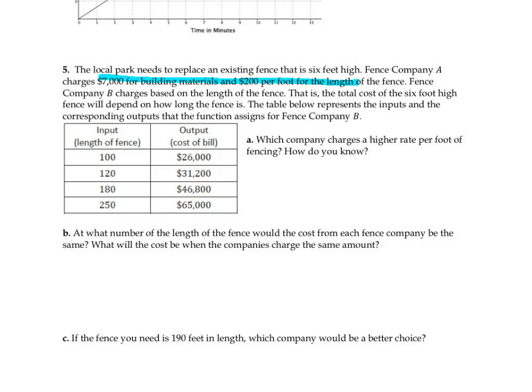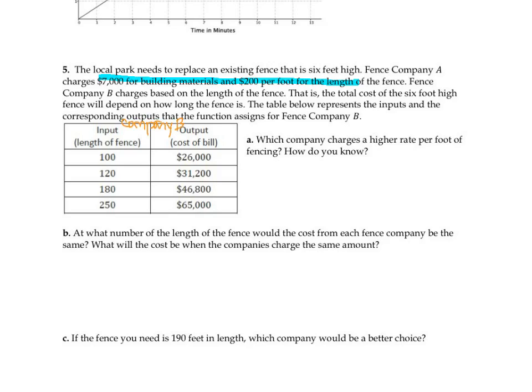Fence Company B charges based on the length of the fence. That is, the total cost of a 6-foot-high fence will depend on how long the fence is. The table below represents the inputs and corresponding outputs that the function assigns for Fence Company B. So we can just label this table as Company B to remind ourselves that this is the table for Company B.